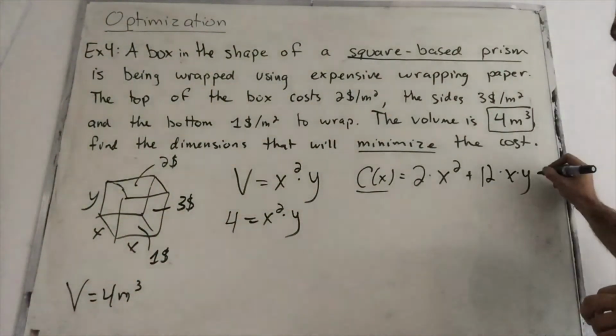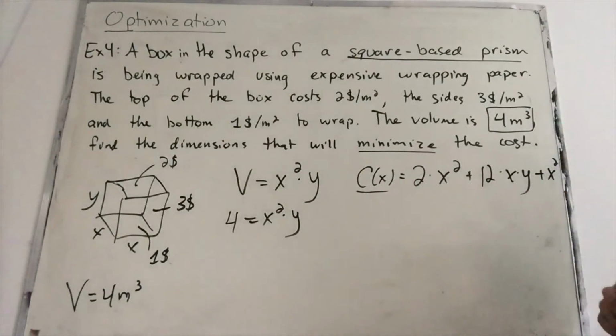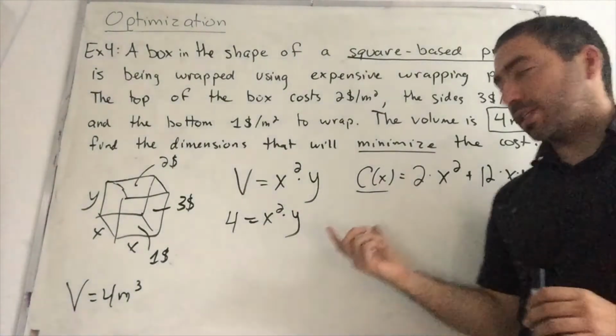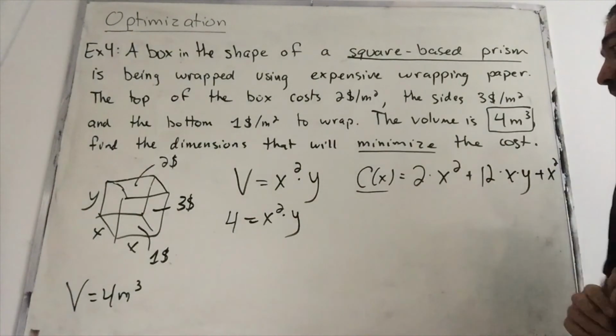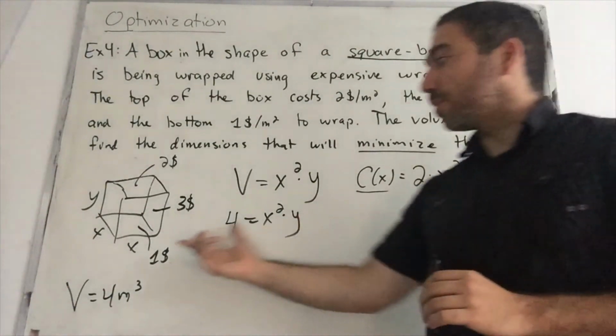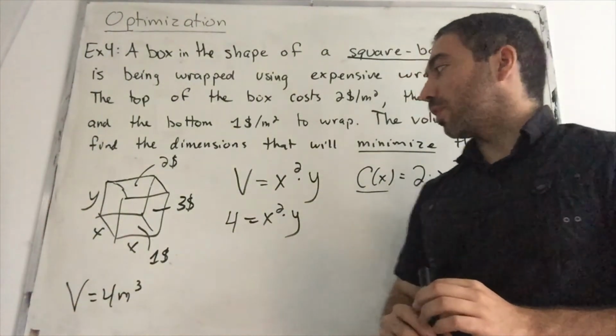So 1 times x squared. So I'm just going to write x squared. And this is our cost function. This is going to enable us to find the optimal cost to wrap this box.